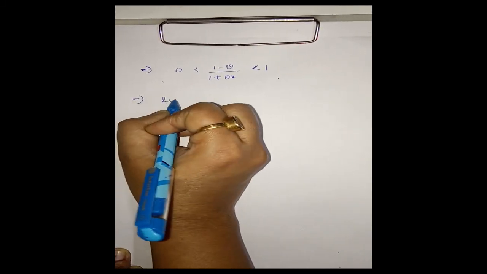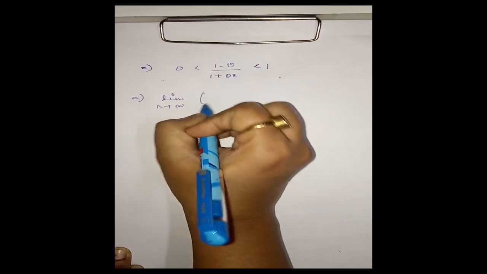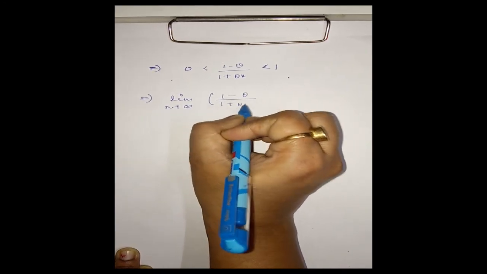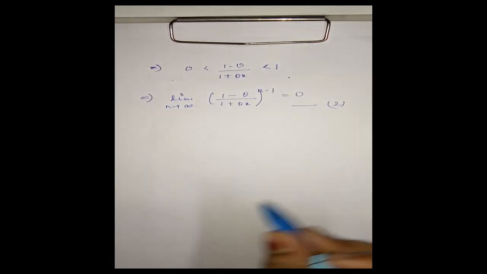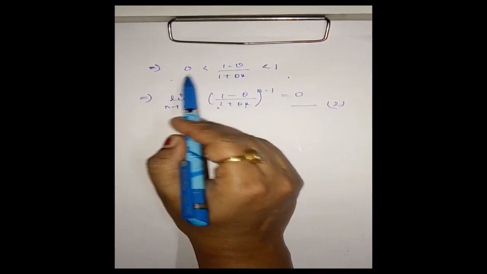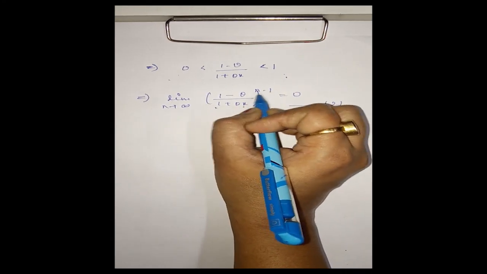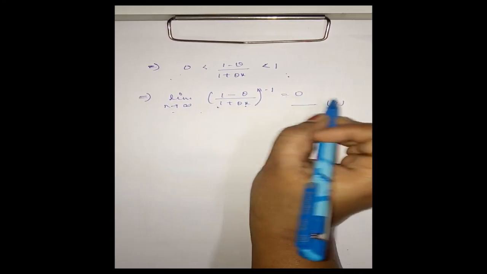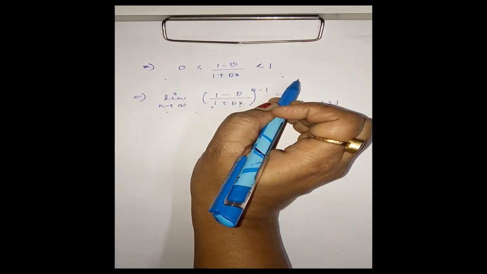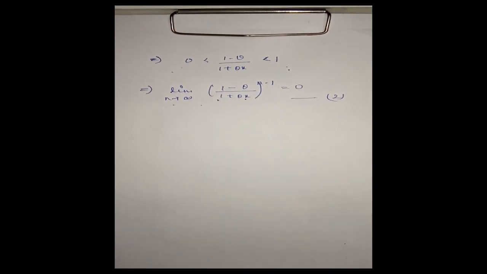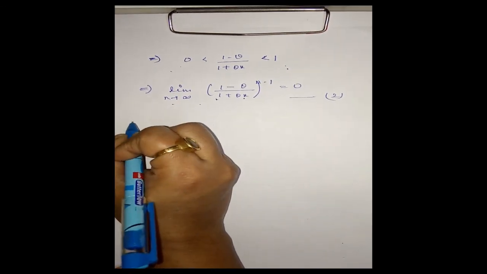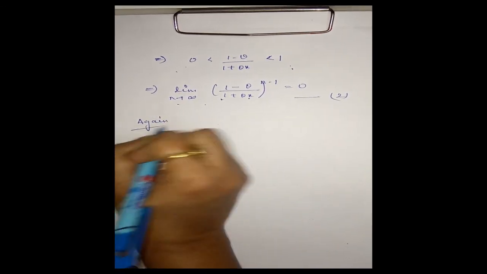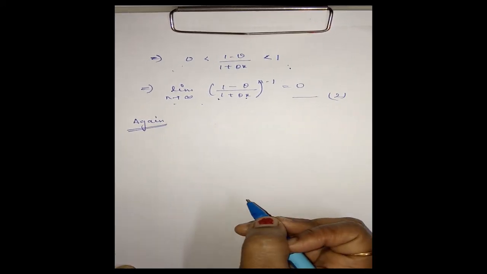This means limit n tending to infinity of ((1 minus theta) over (1 plus theta x))^(n minus 1) is equal to 0 as n tends to infinity. Since this lies between 0 and 1 and its power is n minus 1, when n tends to infinity, this will be 0. This is a very small number lying between 0 and 1. On taking limit, this will be 0. Okay, now the second one is also 0 as n tends to infinity. Now we consider the third part, that is (1 plus theta x)^(m minus 1).